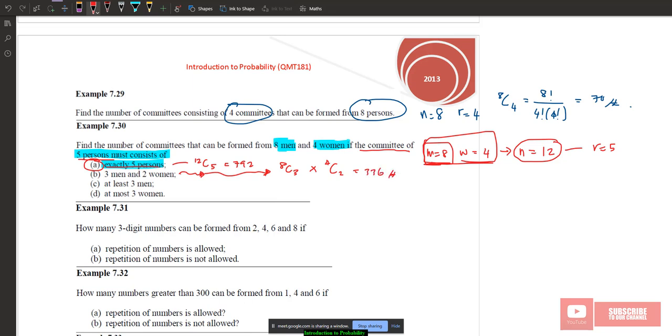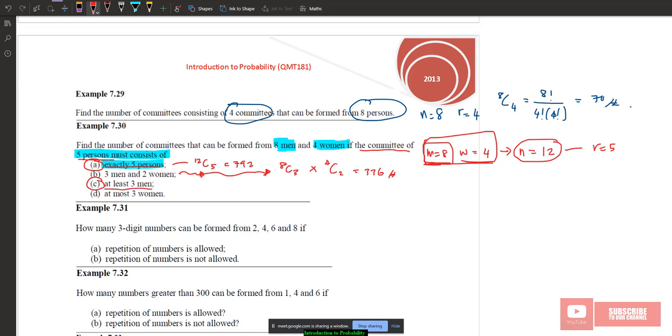And again, we don't care about the order. It means that the order of arrangement is not important. So that's why we use combination.